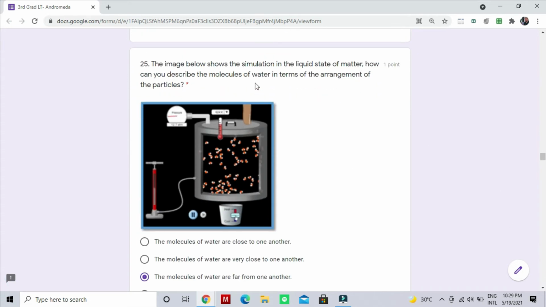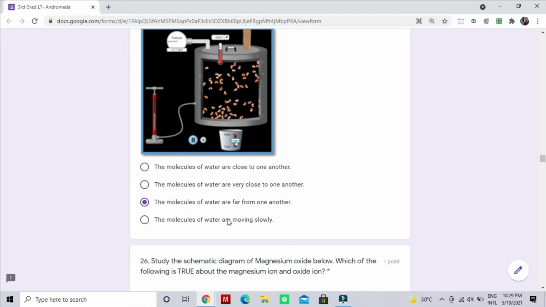The image below shows the simulation in the liquid state of matter. How can you describe the molecules of water in terms of the arrangement of the particles? The correct answer is the molecules of water are far from one another.